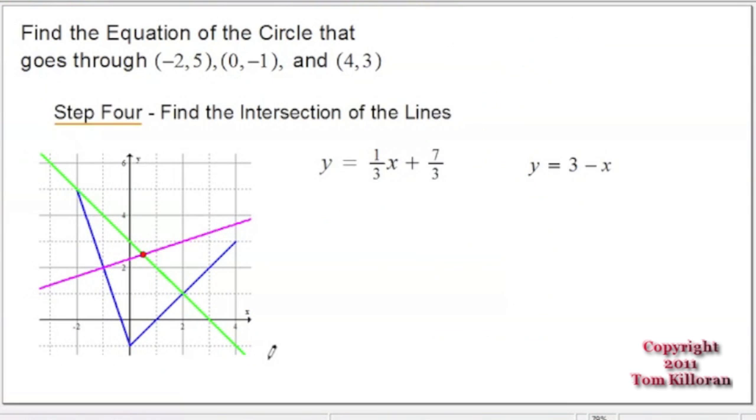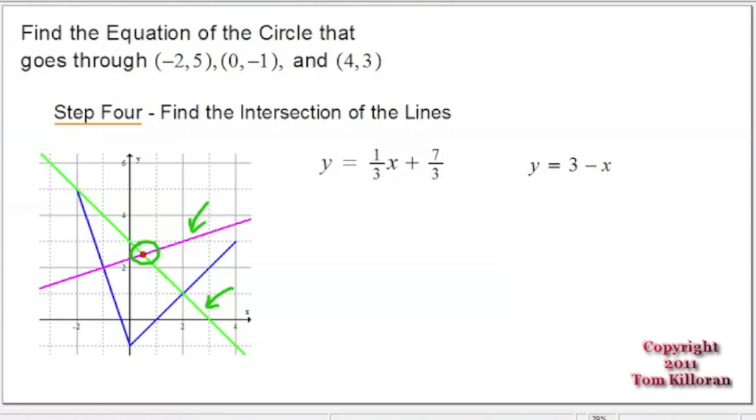All right, to find this, we're going to take our two equations, y equals 1/3 x plus 7/3, which is this line, and y equals 3 minus x, which is this line. And we're trying to find their intersection, which is right here. And one way of doing that is recognizing that both of these equations are equal to y, so we can find out when they equal each other, and I know they equal each other because they do share this common point.